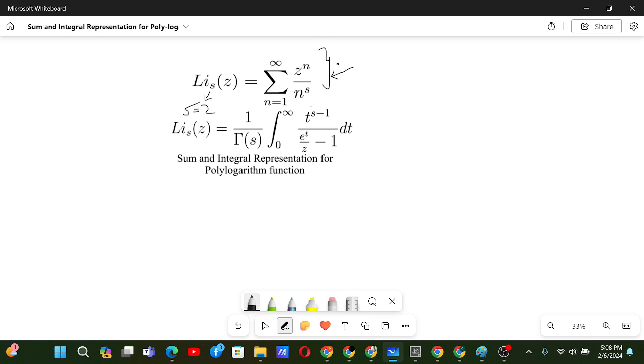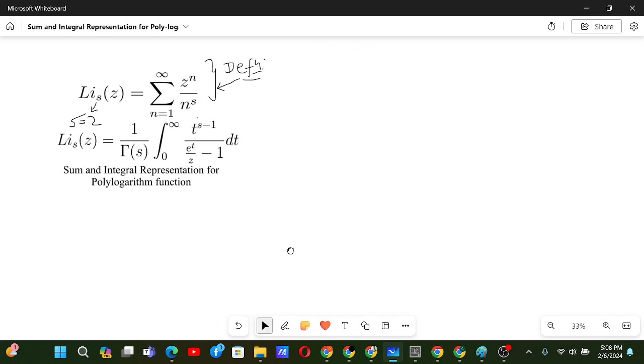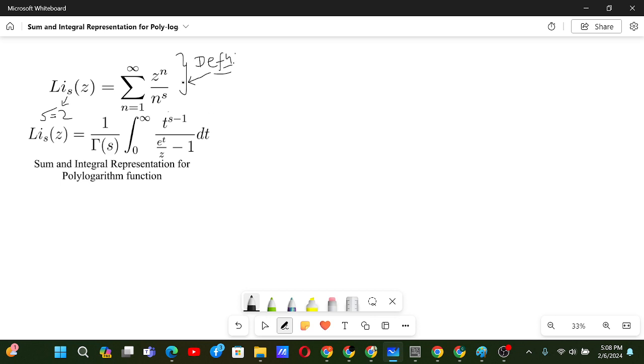So basically, considering this sum as the definition, we will try to prove the integral representation of the polylogarithm function. And do note that for this sum to converge in real numbers, the modulus of g should be less than 1. Now let's try to find the integral. We have 1 by gamma of s, integral from 0 to infinity, t to the power s minus 1 by e to the power t by g minus 1 dt.